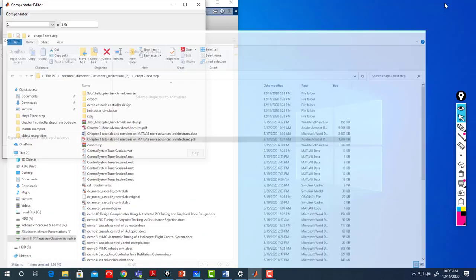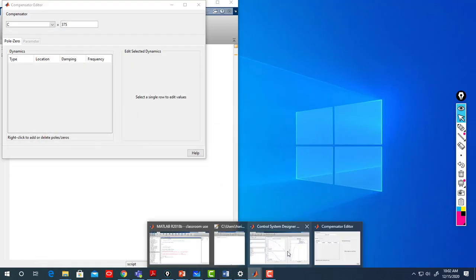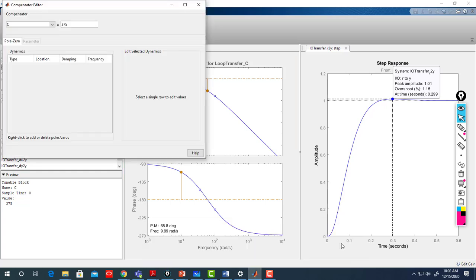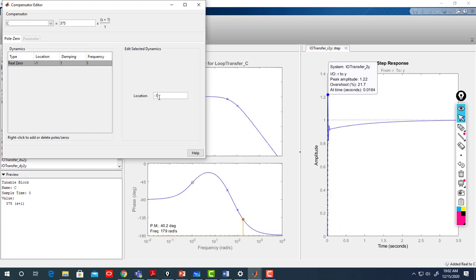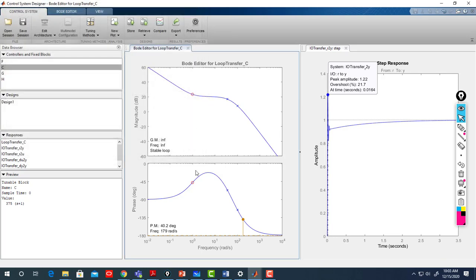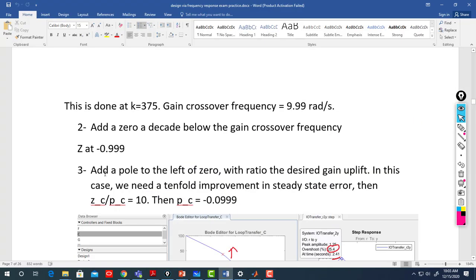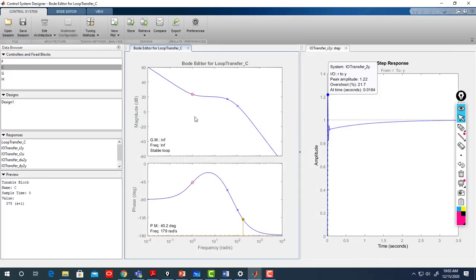Alright, so where is my root locus? I'll add a real 0 at 1, or 0.99. Okay, I'll keep it this way. So what else? Then add the pole. Once we know the 0, the pole is determined by the ratio between them. ZC over PC equals 10. That's the ratio that we obtain. Then we can conclude PC is 0.1 or 0.09. 0.1.